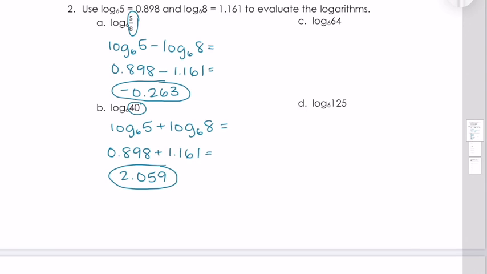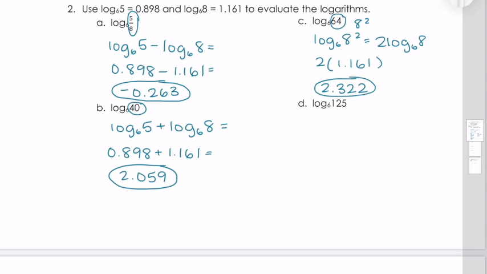All right, how could I get 64 from 5 or 8? And that is 8 squared. So I'm going to have the power property, bring that power out to the front, and I have 2 times log base 6 of 8. Substituting in that value, I end up with 2.322.